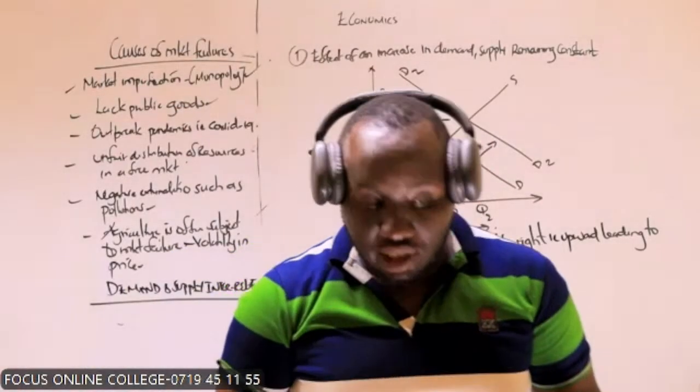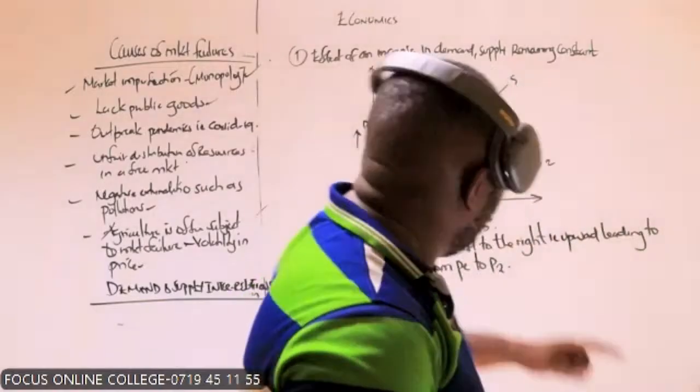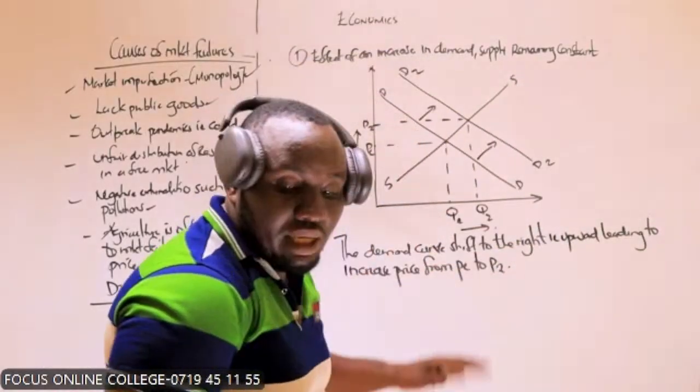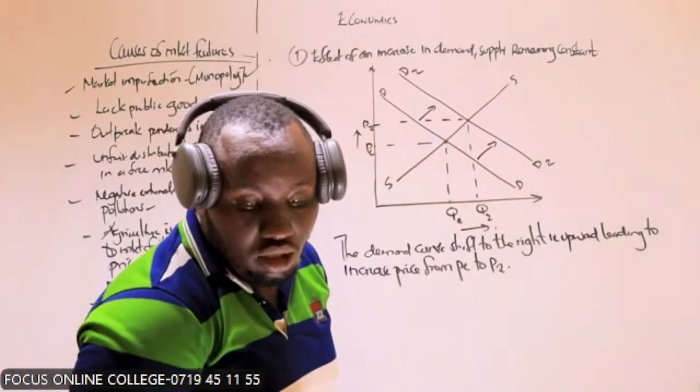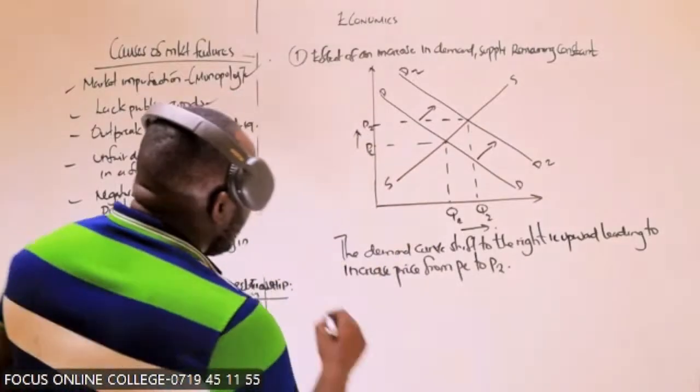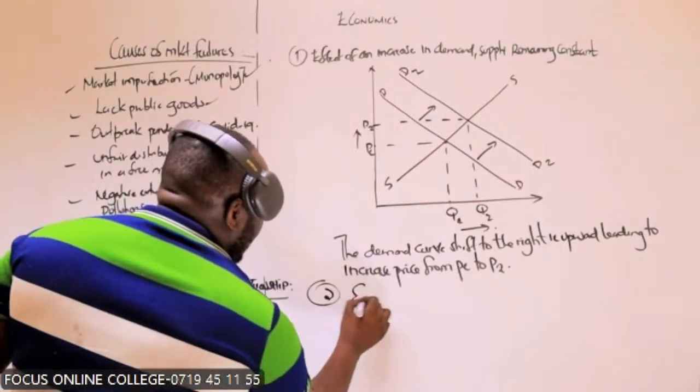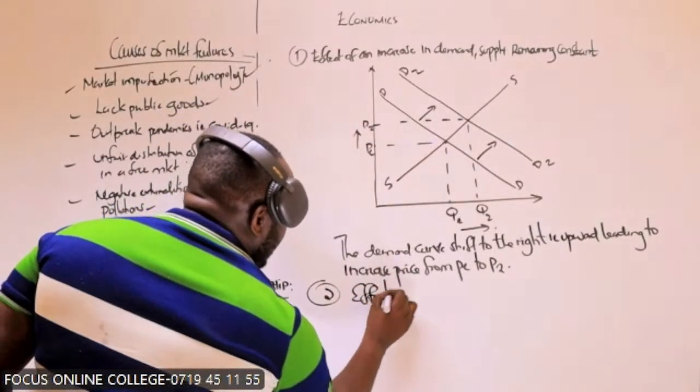Then we have the next one, the cost of passage, with demand and supply remaining constant. We have the second effect, the effect of the cost of passage.